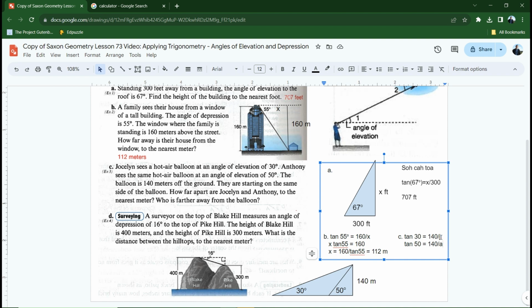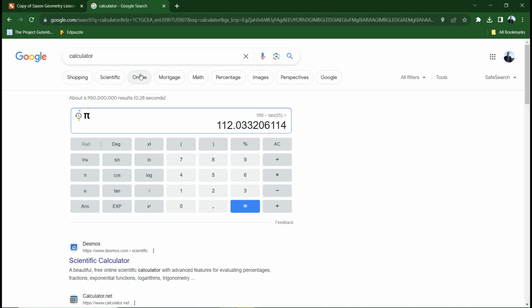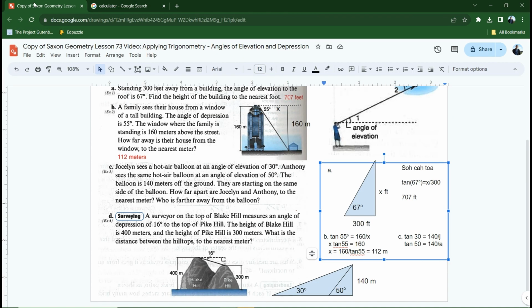So what I have to do in these is multiply both sides by J. J times the tangent of 30 equals 140, so J is going to be 140 over the tan of 30. That's going to give me Jocelyn's distance. So that's 242.5 meters. I'm just going to keep that extra 0.5 in there for now. So Jocelyn is 242.5 meters.